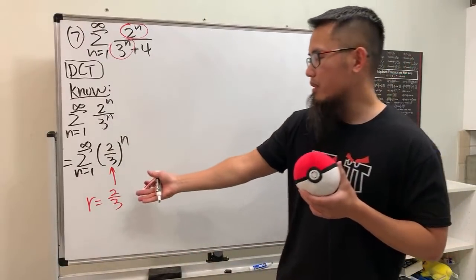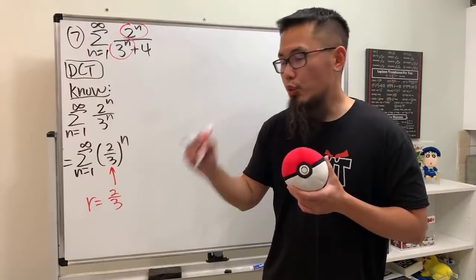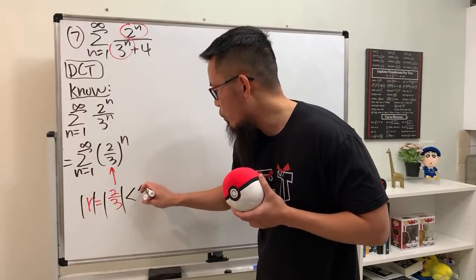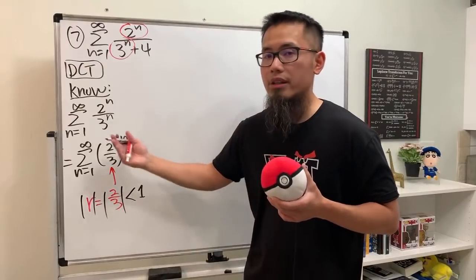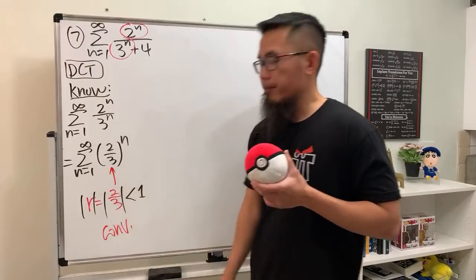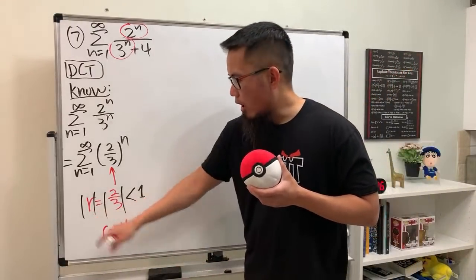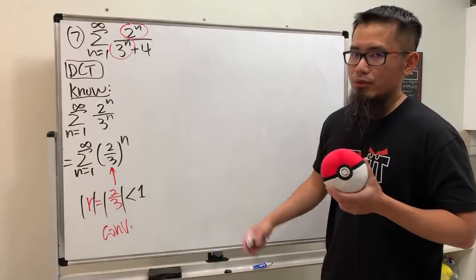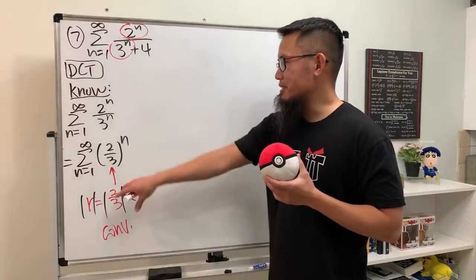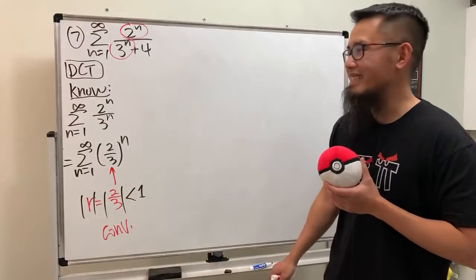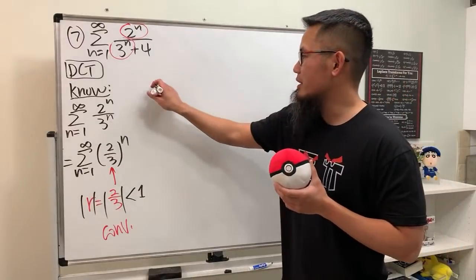But don't just tell me the r is 2 over 3. You will have to say that the absolute value of r is less than 1. Therefore, this geometric series converges. And when you put down r, people know that you are using the geometric series. Well, at least I know for my class. Because this is like the appetizer, not the main dish. The main dish is over there, so you don't have to say too much for that. But anyway, check.